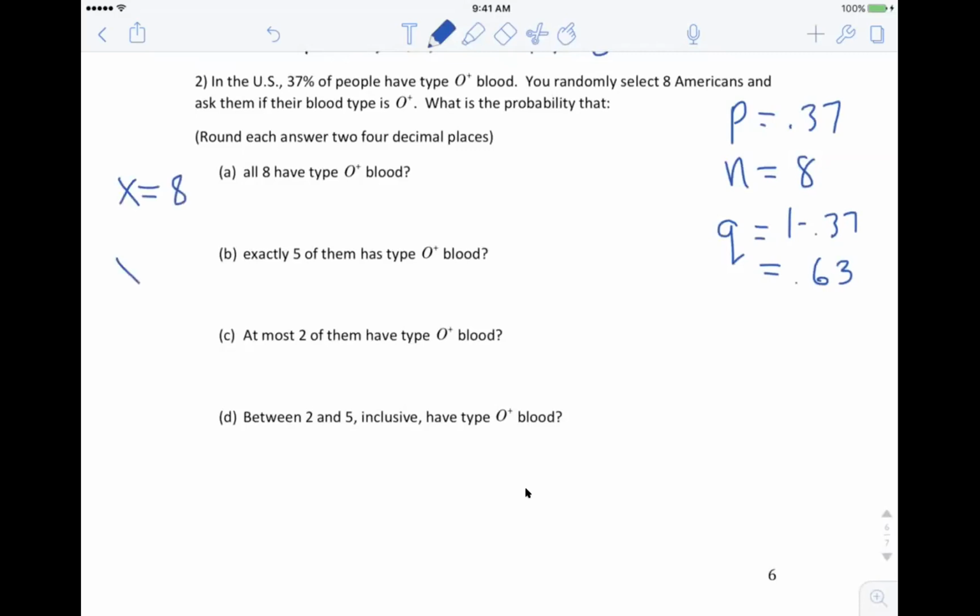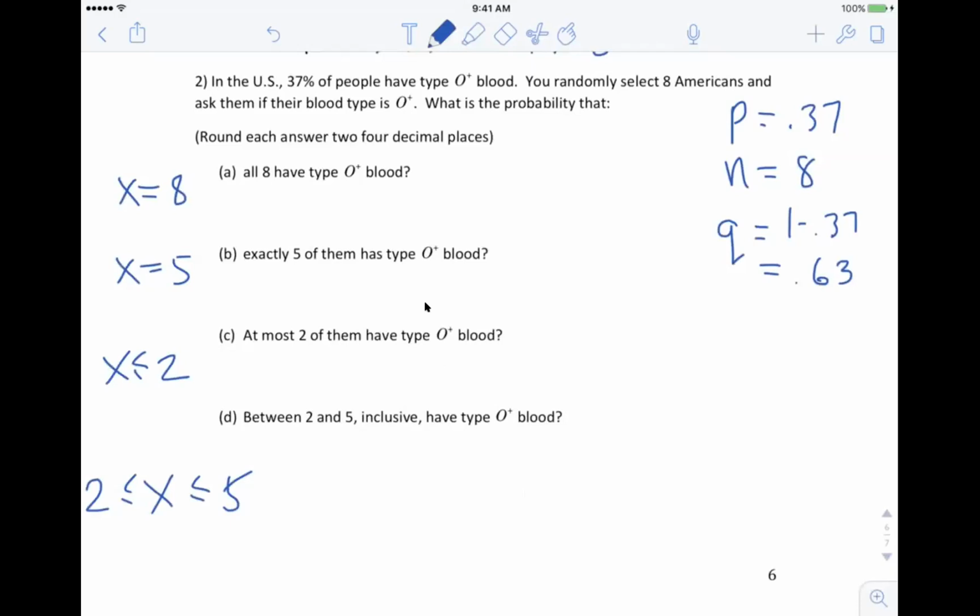Exactly 5, x equals 5, right? At most 2, that's 2 or less, x less than or equal to 2. Between 2 and 5, that's the kind of easy one to write out, just between 2 and 5. Okay, so you can try those with the formula or jump to StatCrunch, either way.